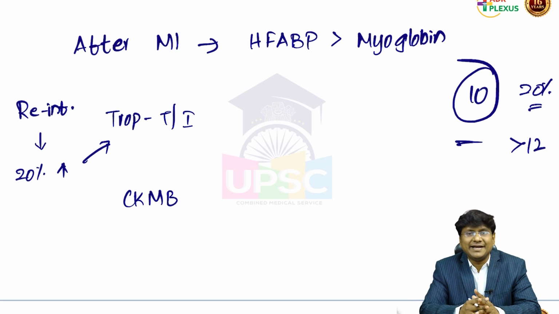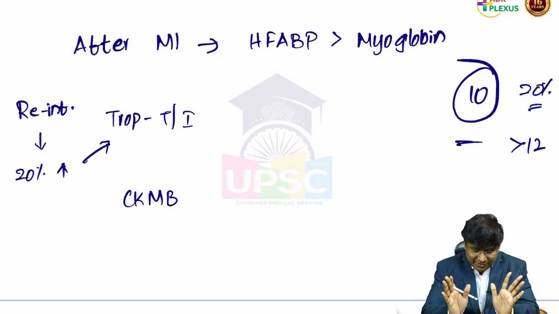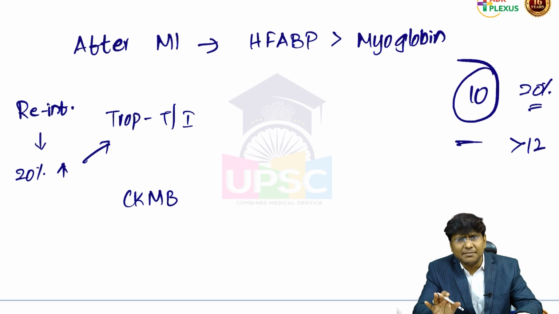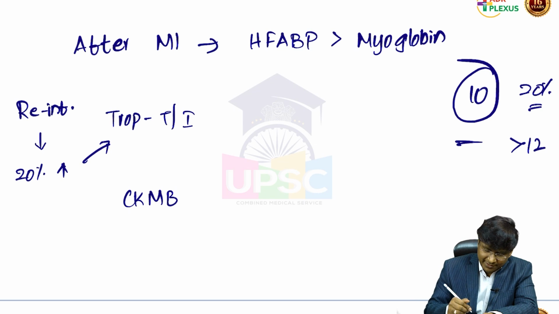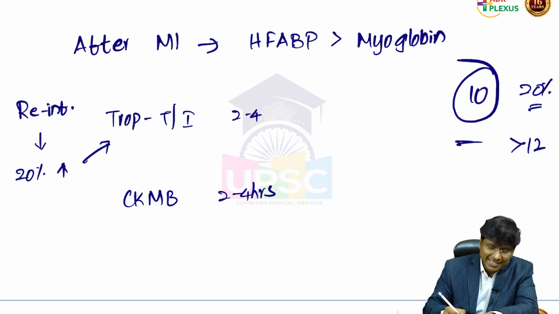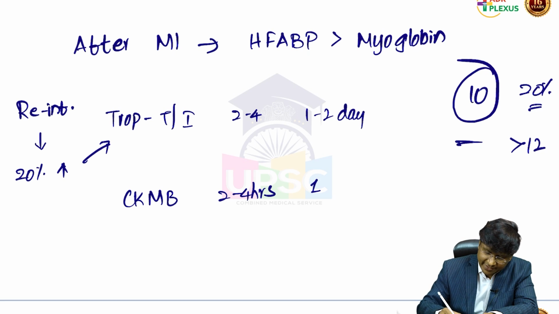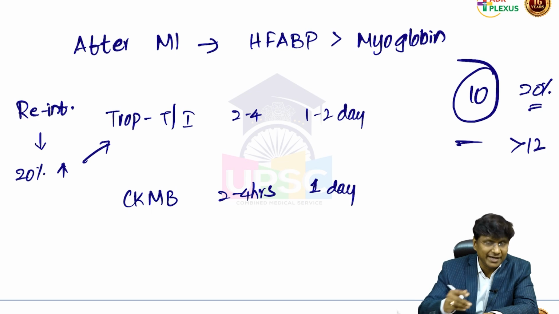Then we consider that it is a reinfarction. Okay, so that is about the cardiac biomarkers. Both of these cardiac biomarkers, the troponin as well as the CK-MB, appear in the blood after 2 to 4 hours. The troponins peak within 1 to 2 days, whereas CK-MB will reach the peak value within 1 day.